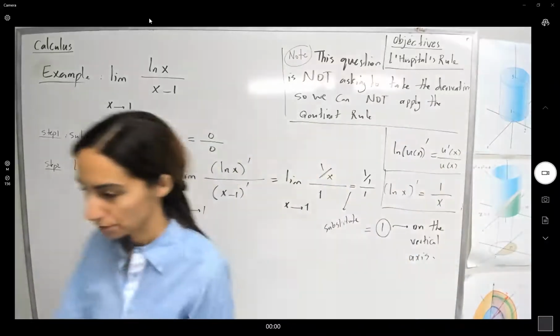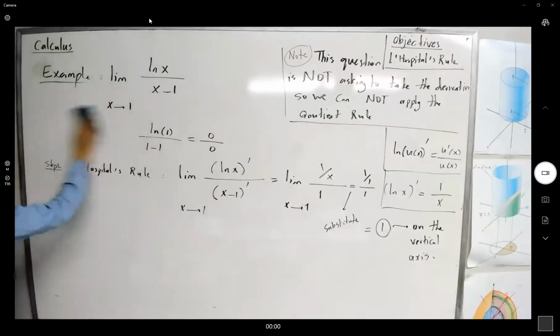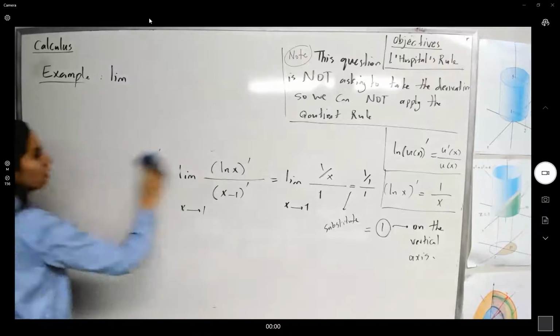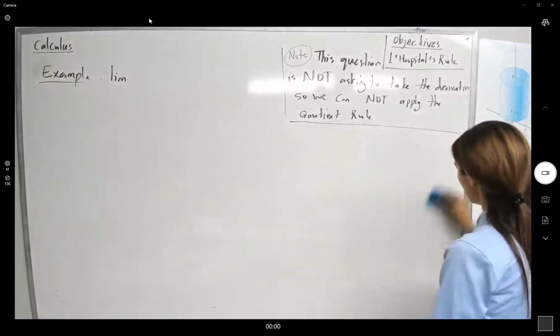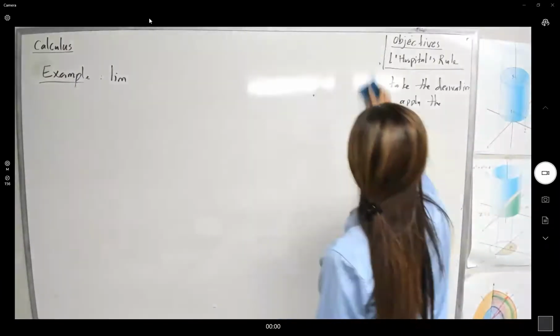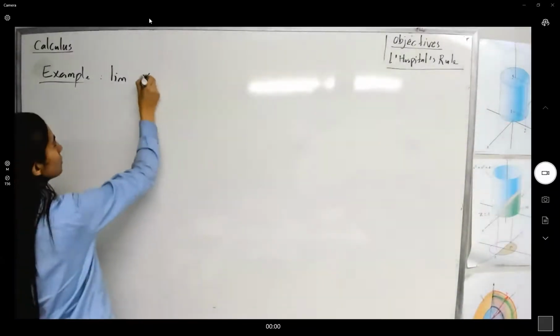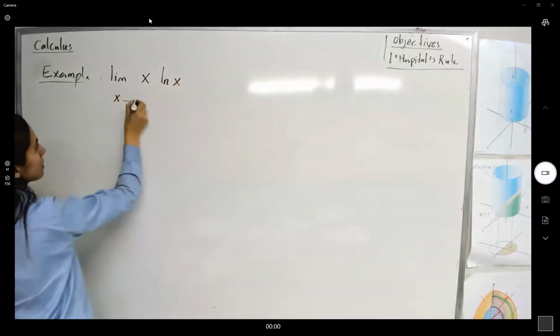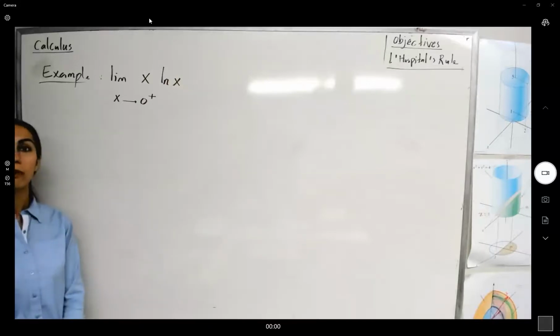I'll give us another example. Let's make it a little bit more interesting. Suppose the question says, find this limit: the limit of x times ln of x as x approaches 0 from the right-hand side. Okay. X approaches 0 from the right-hand side.